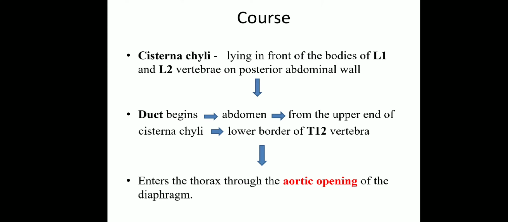Now, the course in brief: the cisterna chyli lies in front of the bodies of L1 and L2 vertebrae on the posterior abdominal wall. Then the duct begins from the upper end of the cisterna chyli in the abdomen at the level of the lower border of T12 vertebra, then enters into the thorax through the aortic opening.